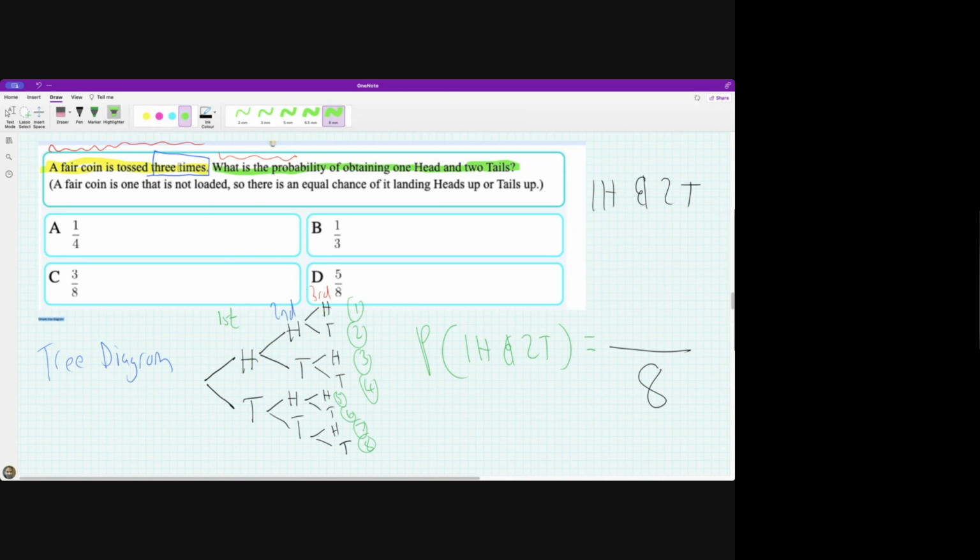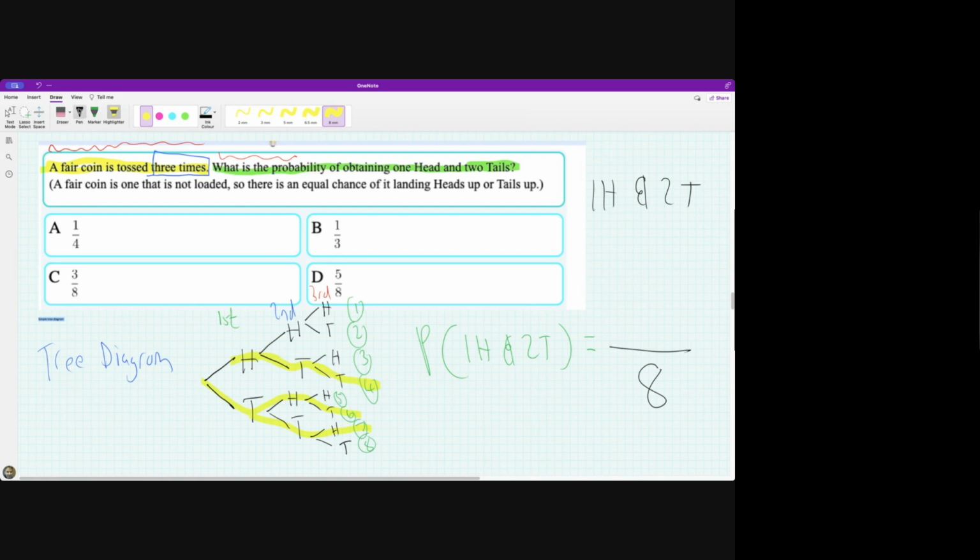3 heads, not very helpful. 2 heads, 1 tail, not helpful. Heads, tails, heads, not helpful. Oh, heads, tails, tails. Number 4 is my first favorable outcome. Is there anything else? Tails, heads, heads, no go. Tails, heads, tails. Oh, that's not bad. So number 6 is a good one. What about tails, tails, heads? That's number 7. So what about tails, tails, tails? No, I need 1 heads and 2 tails.